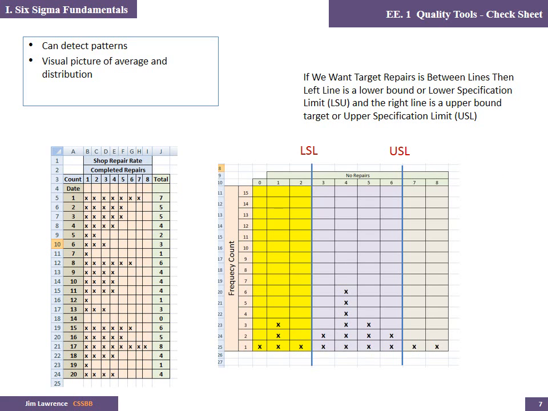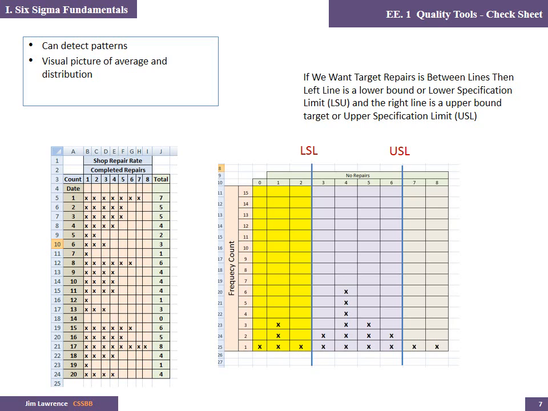Depending on how you visually arrange your check sheet, you can actually get a sense for the distribution. Here on the left, we see a check sheet by date and the completed repairs. Well, we could put that in terms of frequency counts, and we can see that 4 is the average or mean value of repairs. So you can actually get some visual information out of a check sheet depending on how you arrange it physically.